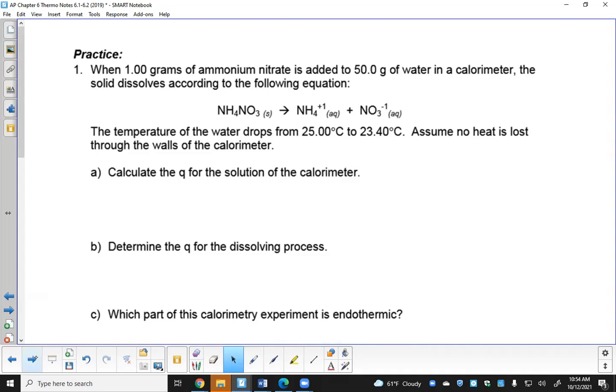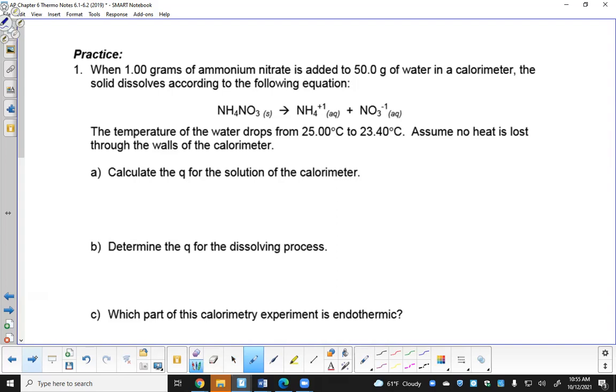So that was like a lump of metal plopped in there. With the next one, we're going to have something that reacts in the calorimeter, and that is a little bit different of a scenario.